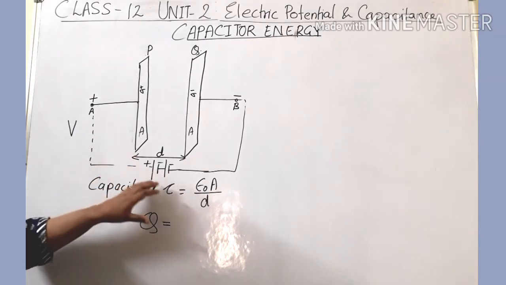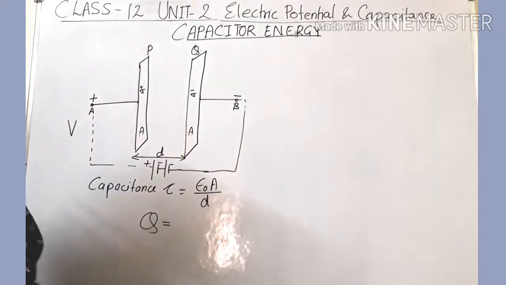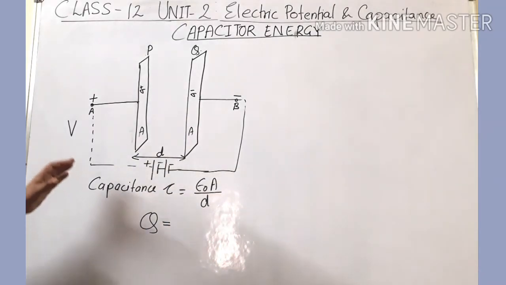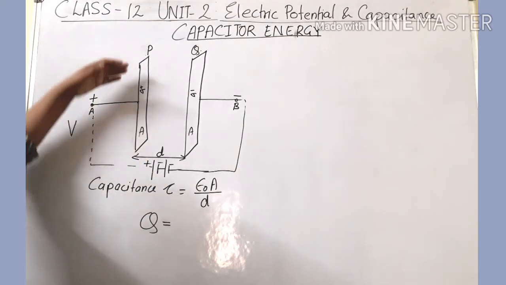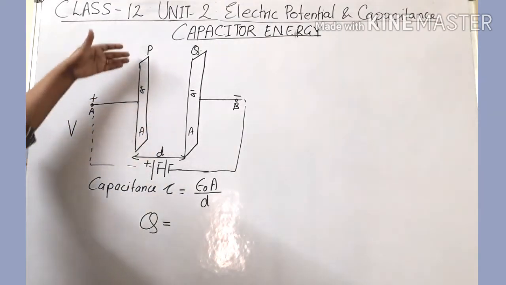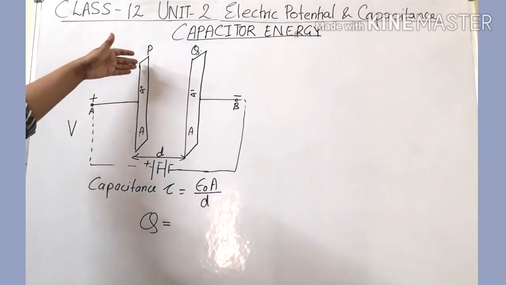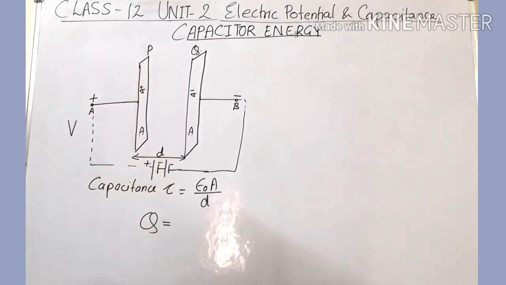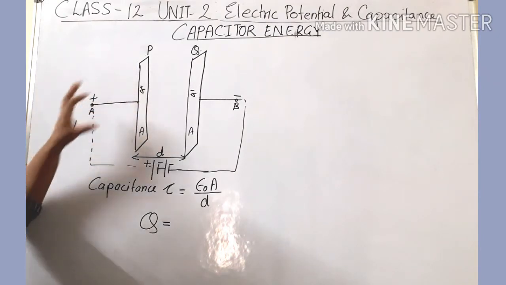But basically what is going on here: the positive terminal is attached to A and the negative terminal is attached to B. Because of this potential difference, the charge is going to be stored over this P plate. It started collecting over the P plate. It means the charges are entering into the P plate one by one.